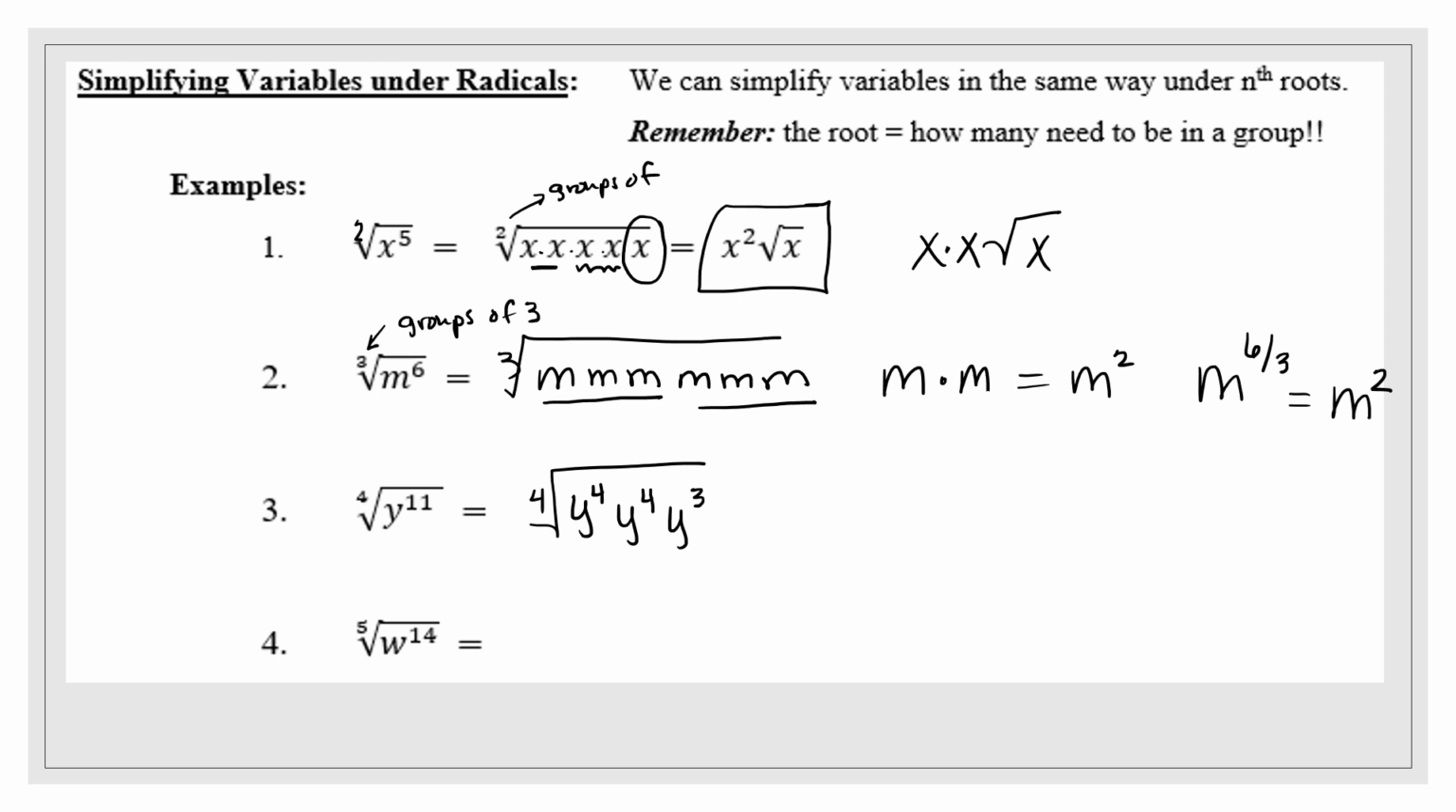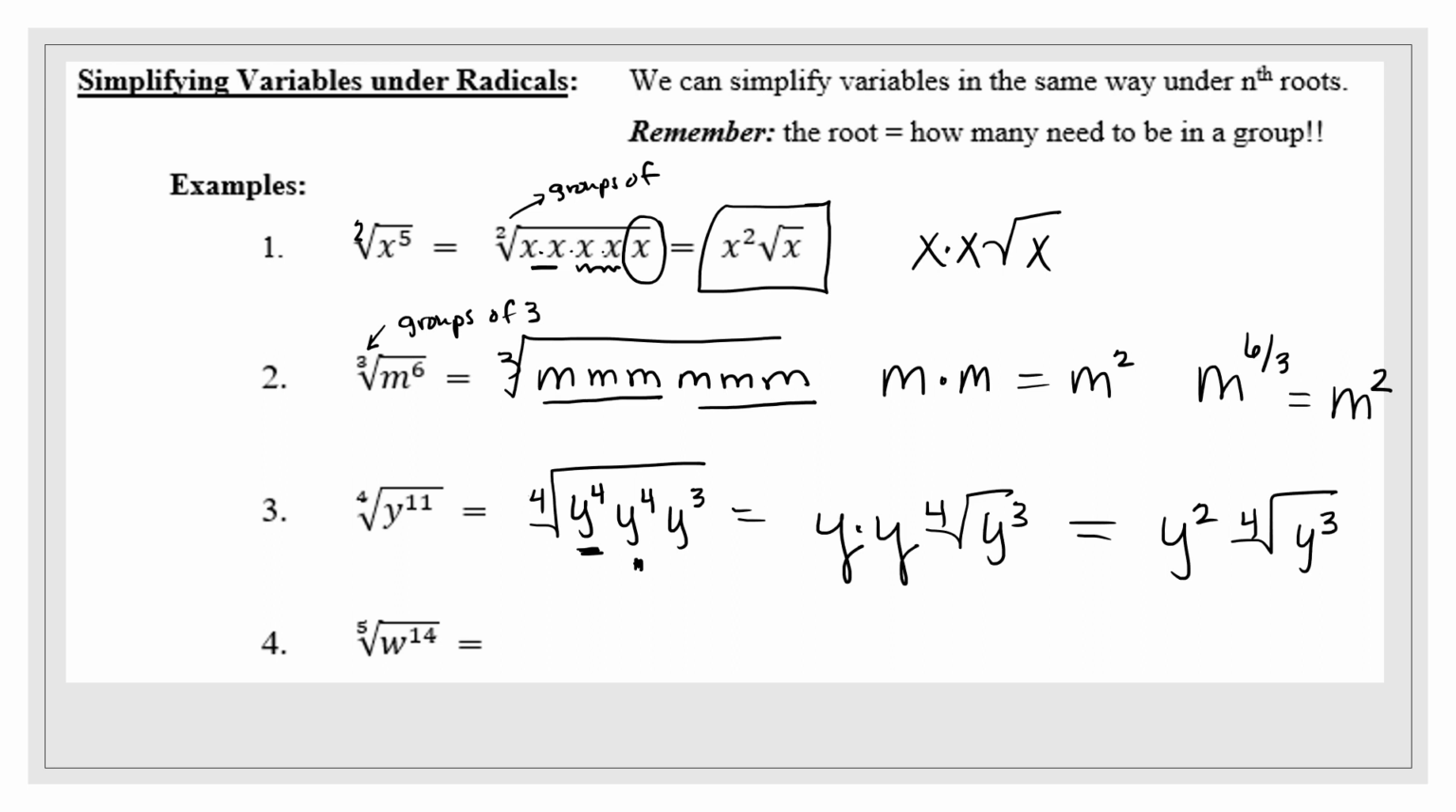The 4th root of y to the 4th gives me y. That's one group of 4. The 4th root of the other y to the 4th gives me another y. And the 4th root of y cubed does not simplify, so it stays under your radical. This would finally give me y squared multiplied by the 4th root of y cubed.